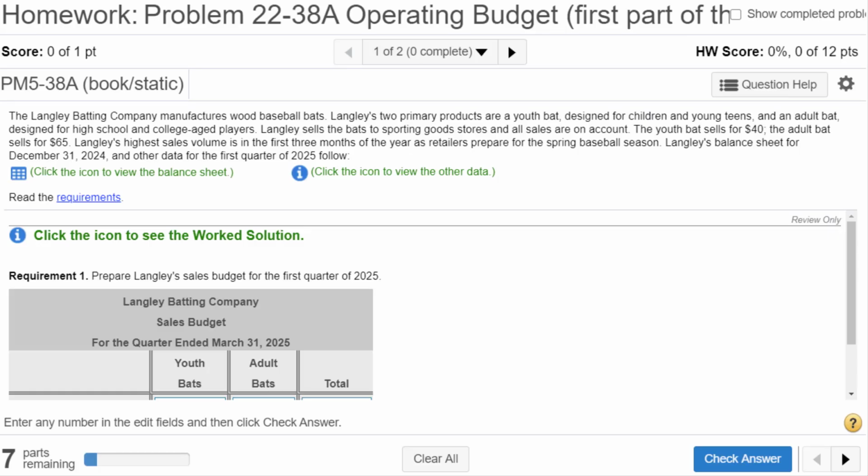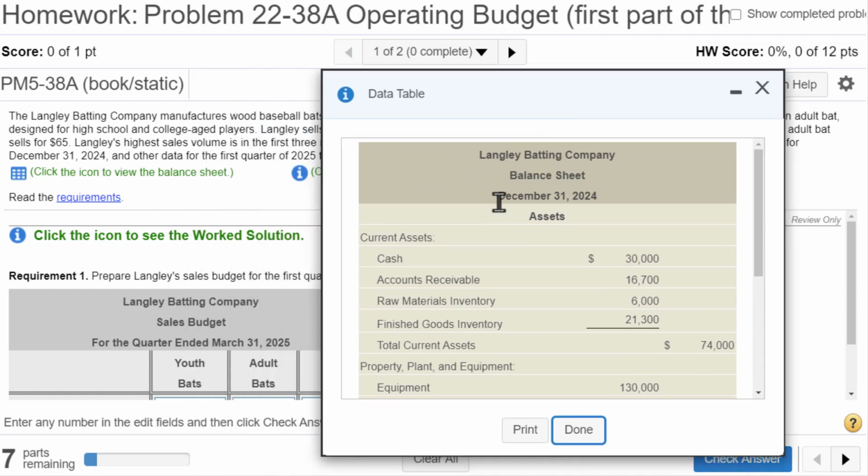So in this problem, we will be creating the quarterly operating budget, which starts with the sales budget. Now notice it says for the quarter ended March 31st, 2025. So when we need the beginning balances for this quarter's budget, we will use the ending balances of the previous quarter, which is right here. Notice this says December 31st, 2024. So these ending balances we might need for the beginning balances for this quarter ending March 31st.